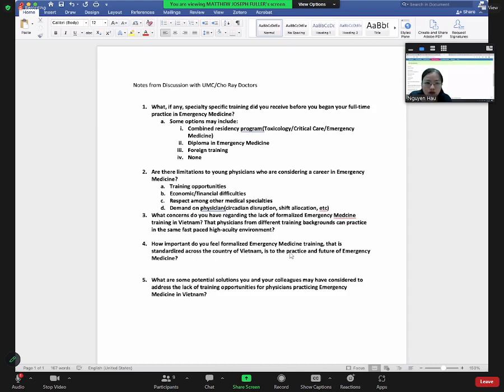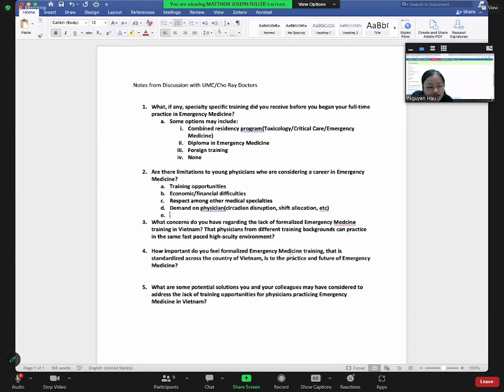And another reason you list here that is quite important is the respect among other medical specialties. But I think this has to change, because emergency medicine is very special. It's a very challenging but also rewarding specialty, and we deserve to receive more respect from other specialties. The ED is not a place for disposition of patients, but a place to save people who are somewhere between life and death.